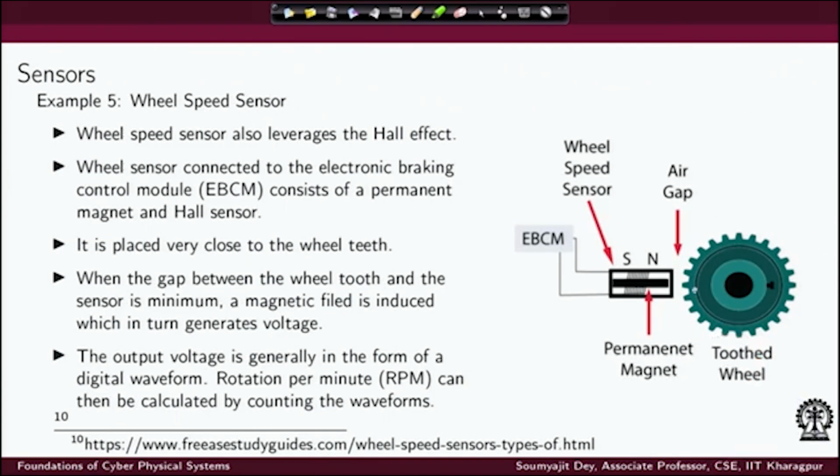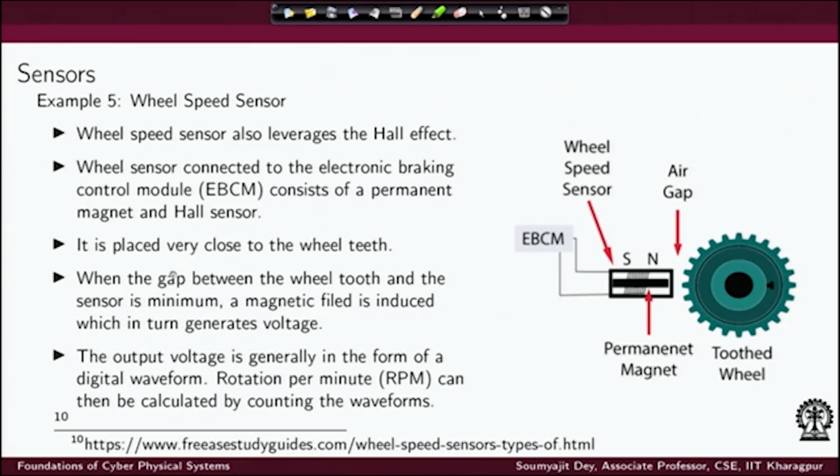So what they do is they will attach a wheel like this, okay. They will attach a wheel like this in the wheel well, and then they will have this kind of permanent magnet, okay, and there will be an air gap, and this is the wheel that is there with teeth, right. So when this wheel is rotating at some speed, the number of teeth crossing this magnet will keep on changing, right. What happens? This wheel sensor is connected to the electronic braking control module, which consists of a permanent magnet, and you have placed a Hall sensor across it.